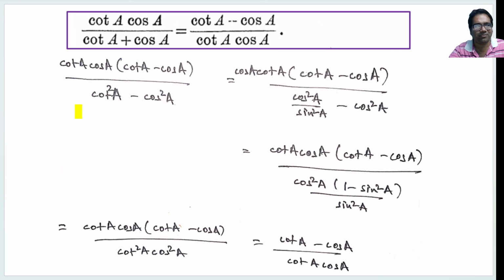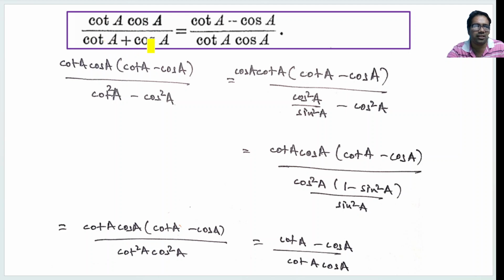Next, let's see once more. Cot A cos A by cot A plus cos A equals cot A minus cos A by cot A cos A. It is just inverted kind of. So let us do one thing. Let us multiply the numerator and denominator with cot A minus cos A, because we have cot A minus cos A in the numerator. So let us multiply the left hand side, both numerator and denominator, with cot A minus cos A.